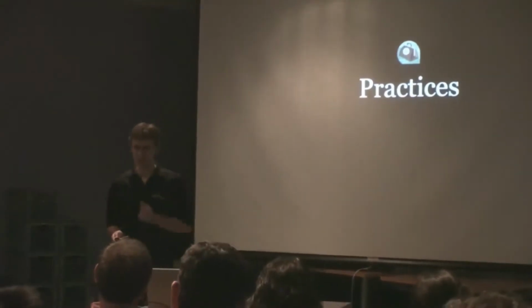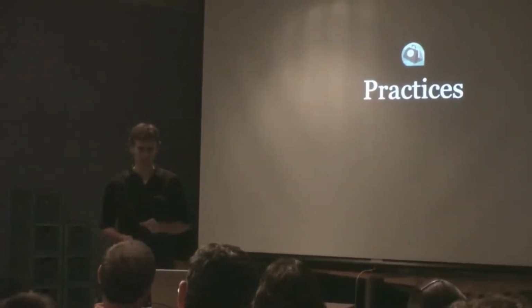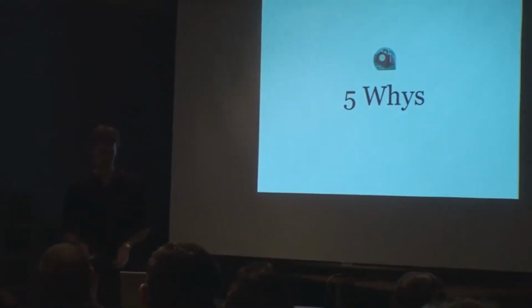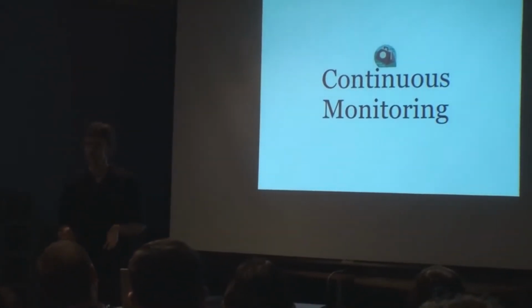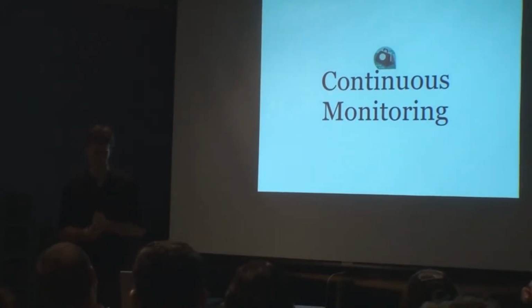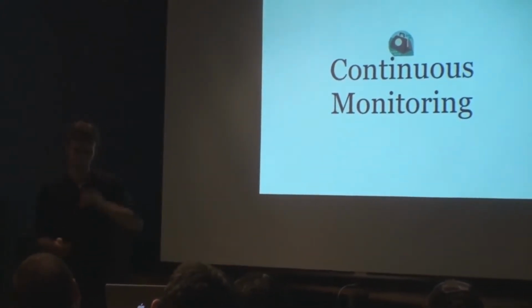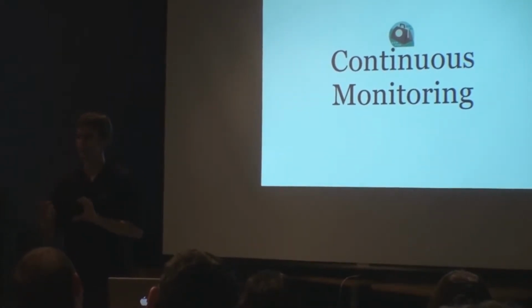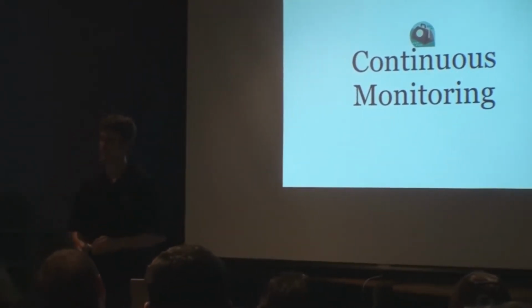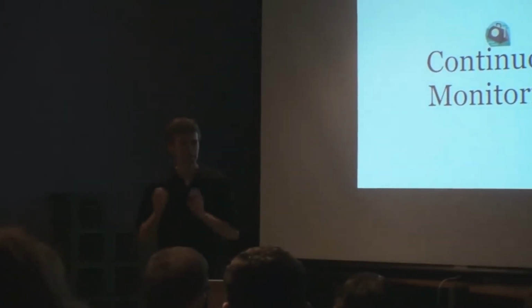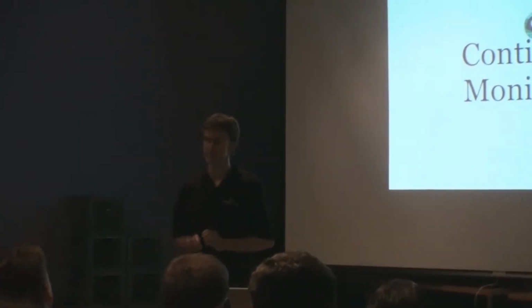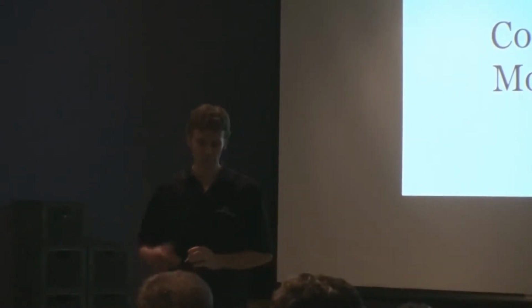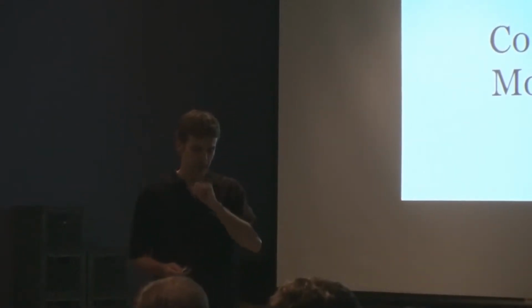Okay, so let me move on, because there's more meat in some of the rest of the stuff. I'm going to talk about some of the practices that support our process. So daily support rotation I talked about, 5 whys I talked about, continuous monitoring. This is something that is providing us with a lot of value. Essentially the idea here is that we want to monitor all of our systems, not just the production systems, but systems and tests, so that we know about problems as soon as they happen. And there are a number of tools that we have in place that support this.